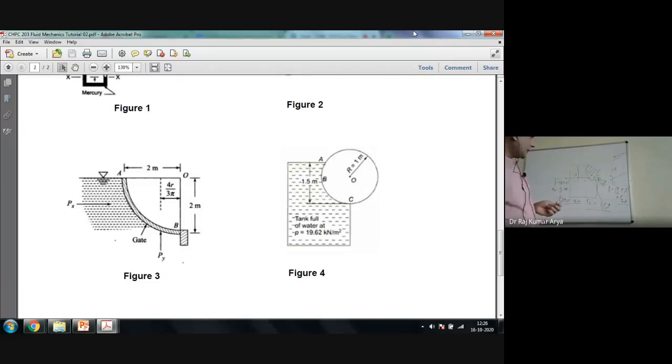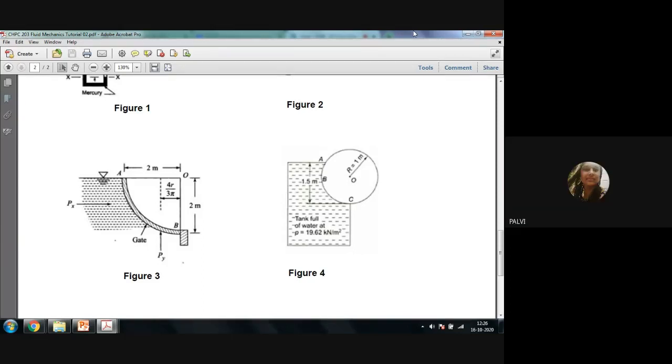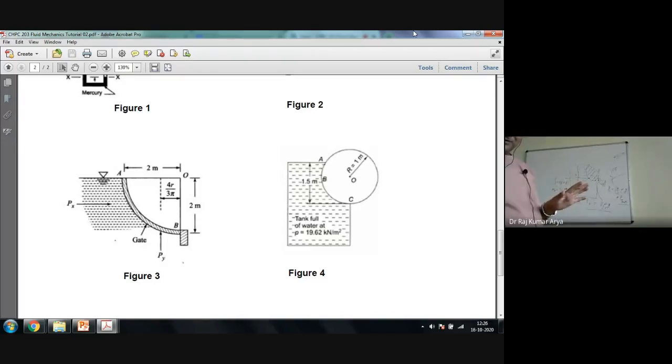Tell me, how would you calculate the full volume of this cylinder? Full volume is pi r square L, pi r square h. Yes or no? That's all. Now you somehow calculate how much is this theta.